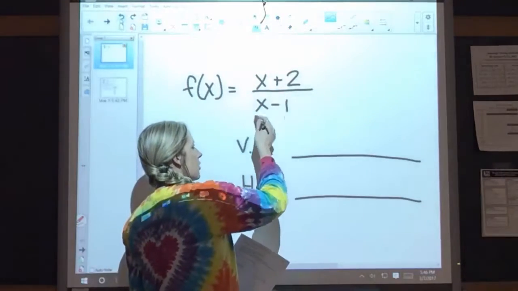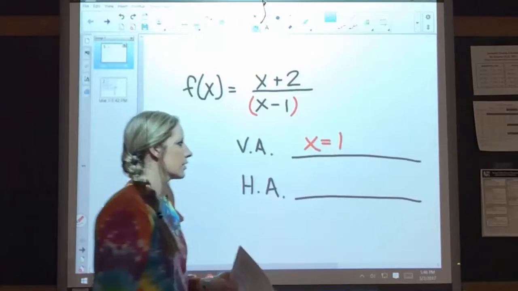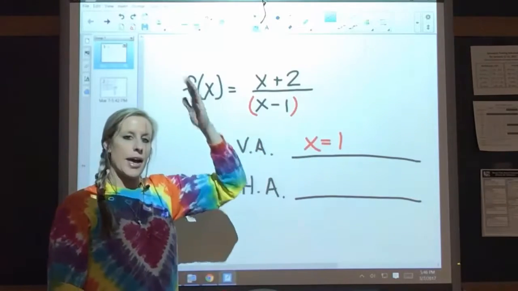So my vertical asymptote, if I look at this denominator, it has to be a positive 1. Okay. Because 1 minus 1 is 0, and you can't divide by 0. That's why we have that dotted line.